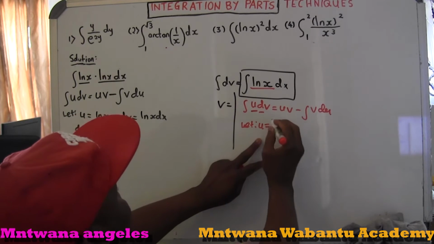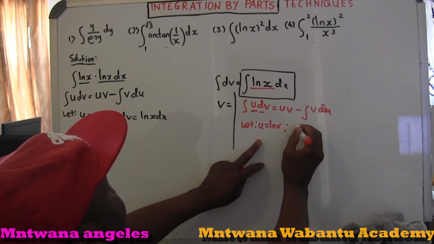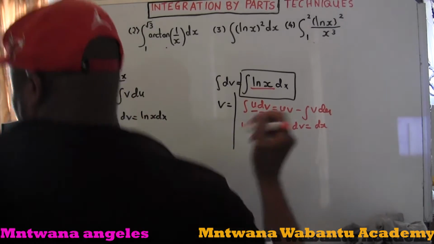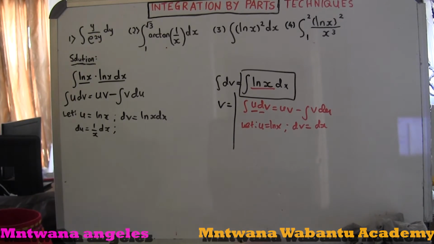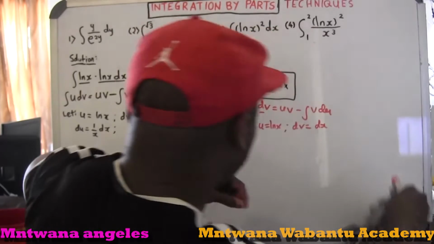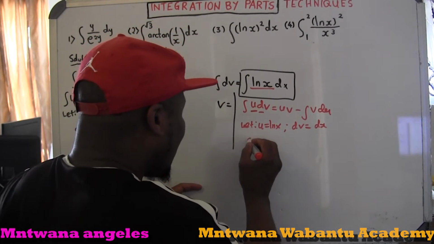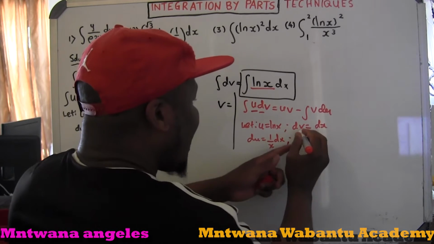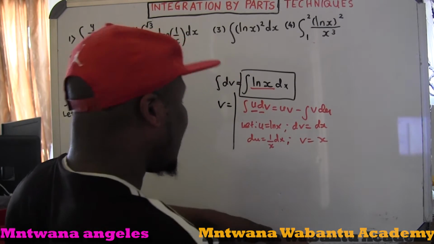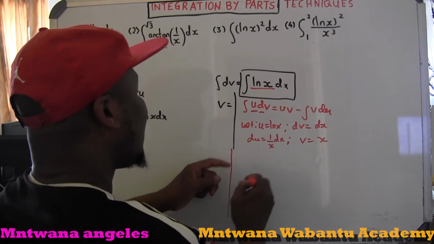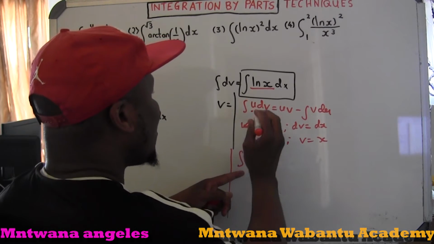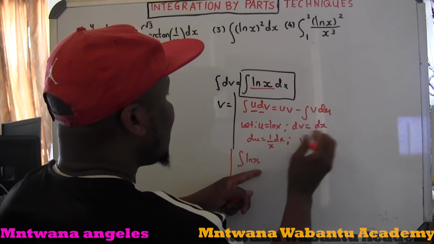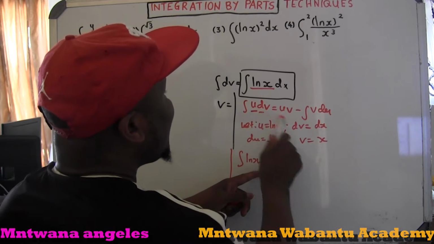Let u equal ln of x and dv equal to dx. You know what I'm saying? dv equal to dx. Now we differentiate this, which gives du equal to 1 over x dx. Now integrate this: v equal to x. So we're going to substitute in this formula. So now we say integral u, what is that u? u equal to ln of x, dv equal to dx.